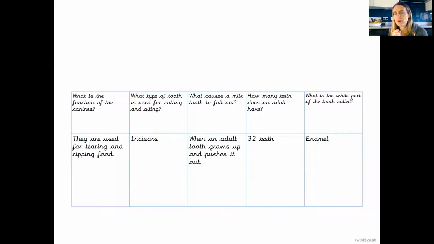Question 4, I wonder if anybody knew how many teeth an adult had. Did anyone remember or know? It was 32. Okay, most adults should have 32 teeth. And finally, what is the white part of the tooth called? The bit that we see is called the enamel. Okay. So maybe you weren't sure of some of those answers, but hopefully we've reminded ourselves and learnt something new already thinking about our teeth.